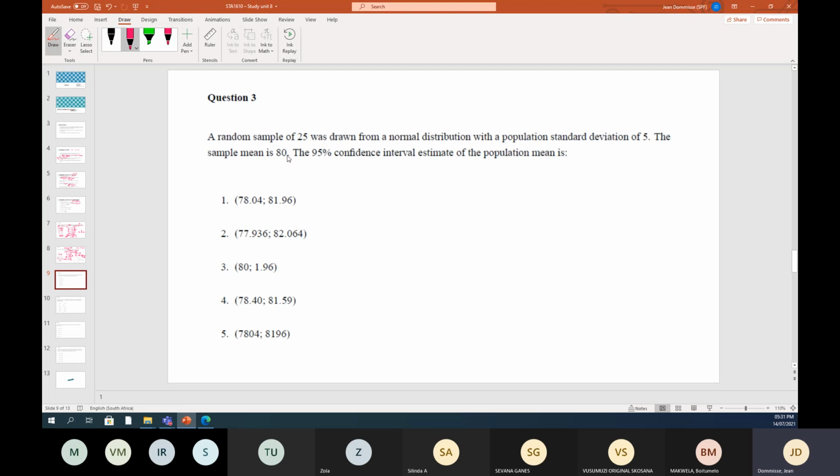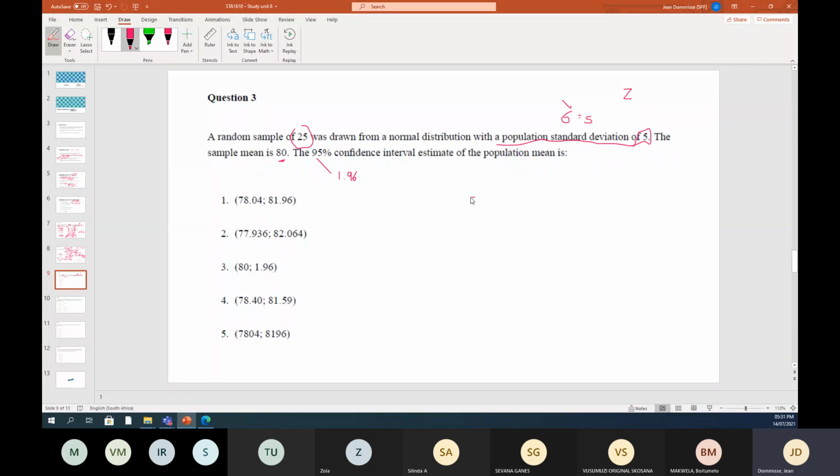Take a sample of 25 drawn from a normal distribution, with a population standard deviation of 5. So that is known, so we work with a Z. The sample mean is 80, with a 95% confidence interval, and Z for 95% is 1.96.